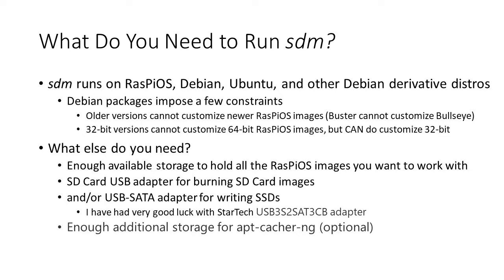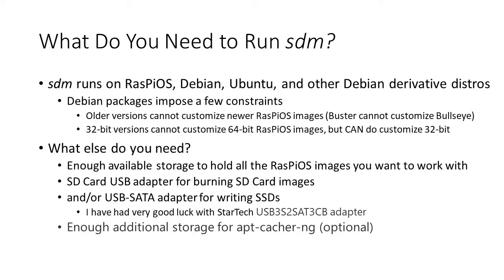If you only care about customizing 32-bit images, the best system to run SDM on would be the 32-bit RasPi OS Bullseye. If you want to customize 64-bit images in addition to 32-bit images, the best system to run SDM on would be 64-bit RasPi OS Bullseye. Yes, that release is still in beta, at least as of November 2021, but it's still quite stable and usable.